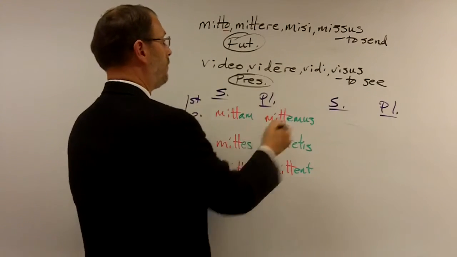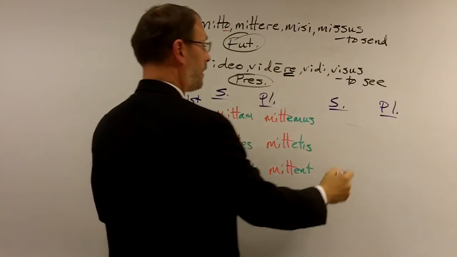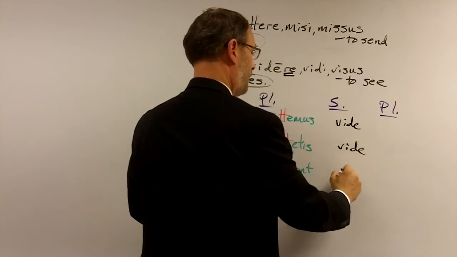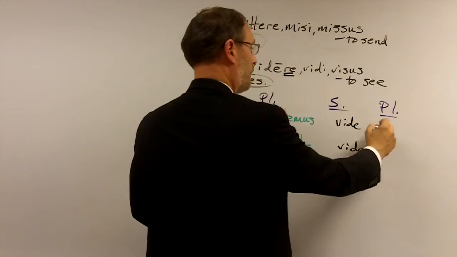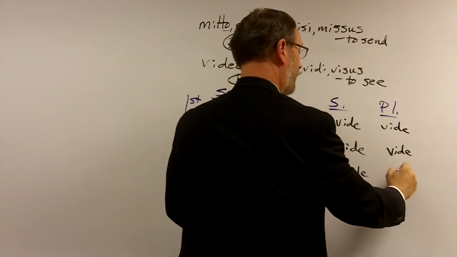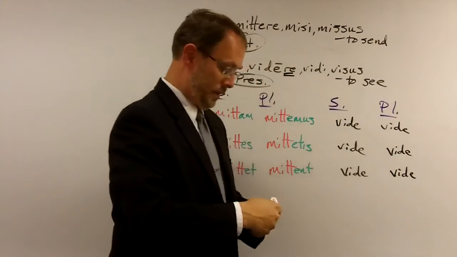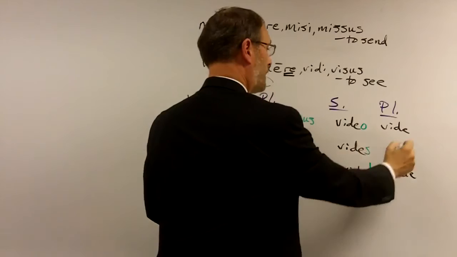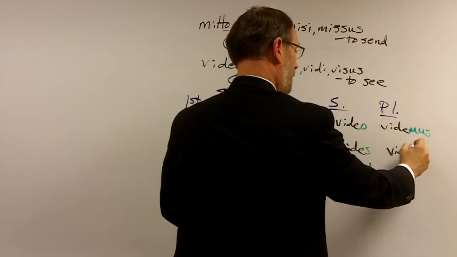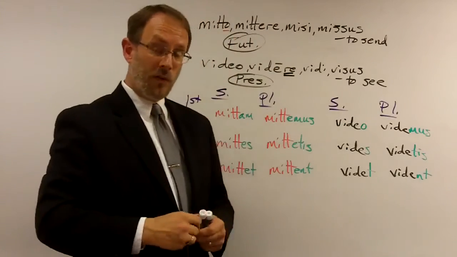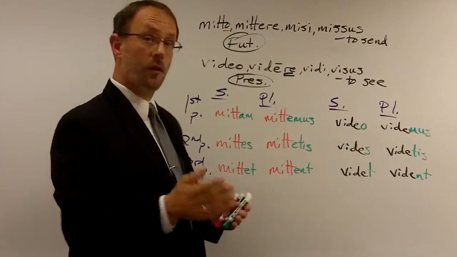Now, if you conjugated video in the present tense, you recall that from before, you drop the R-E from the second dictionary entry. VIDE is our stem. And then we add on the old present tense endings that we've had for a long time. And we get video, vides, videt, videmus, videtis, vident.